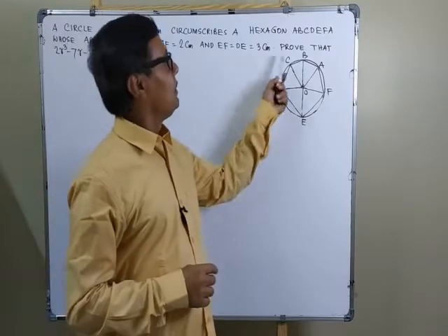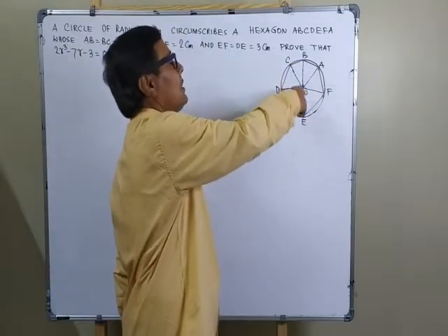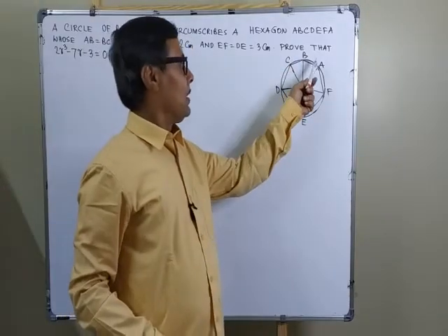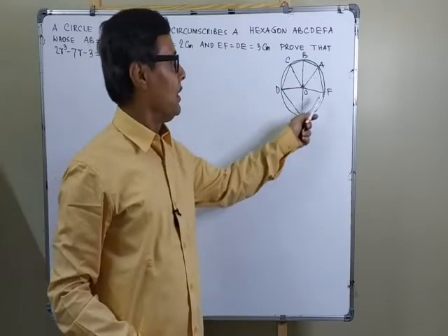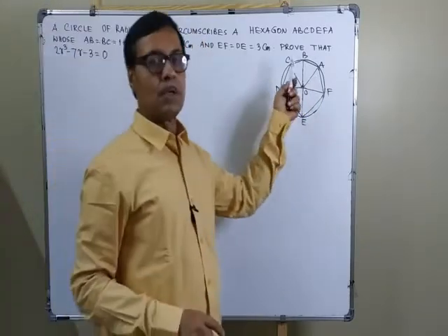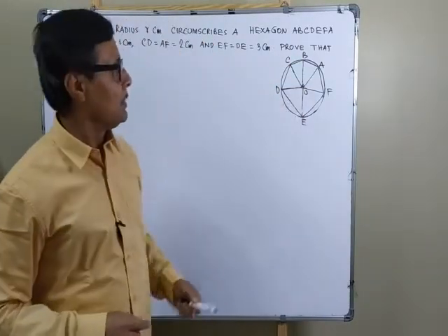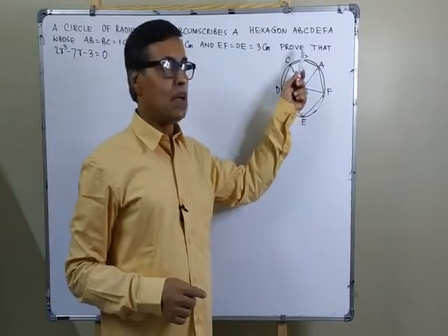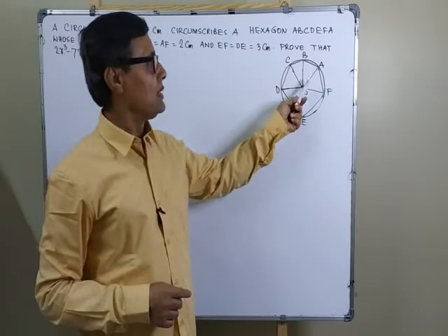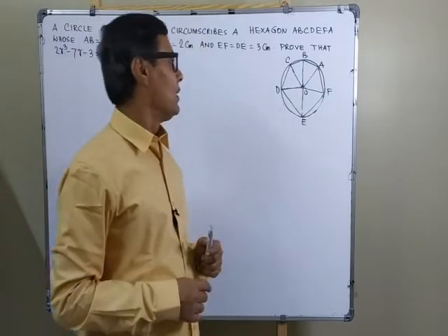Here we have drawn the figure. This is the circle which circumscribes this hexagon. This hexagon is A, B, C, D, E, F, A, and also the radius of this circle is given as r. We have considered O as the center of this circle which circumscribes this hexagon.